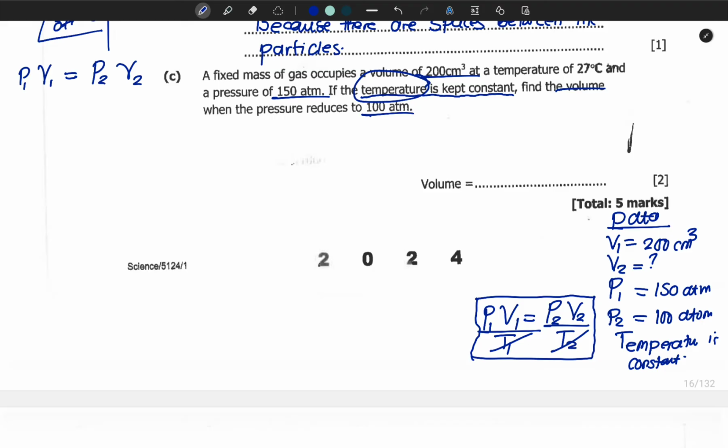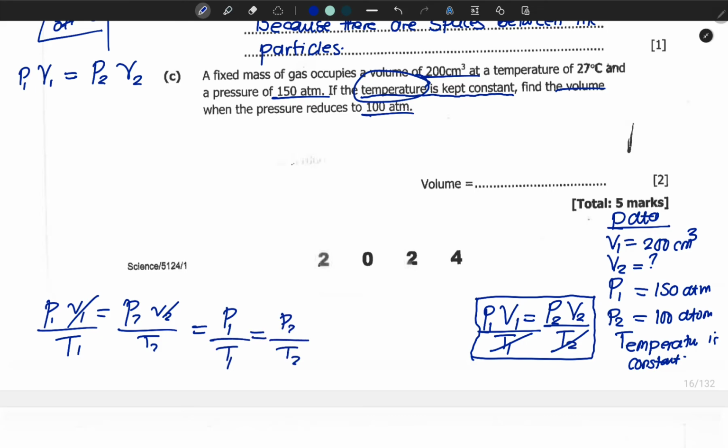If volume was constant, you cancel V. What remains is what you're going to use. For example, if we say P1 V1 over T1 is equal to P2 V2 over T2, and volume is constant, you cancel V. Then the formula that you're supposed to use is P1 over T1 equals P2 over T2. So in a case where you forget the formula, this is what you're supposed to do.